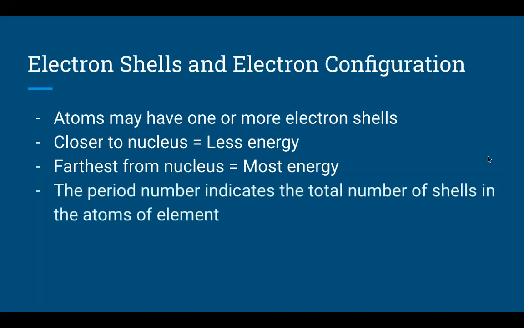You can determine how many electron shells are going to be in an atom based on the period number. So if it's in the first period, there's 1 shell. If it's in the second period, there's 2 shells. Third period, 3 shells, so on and so forth.